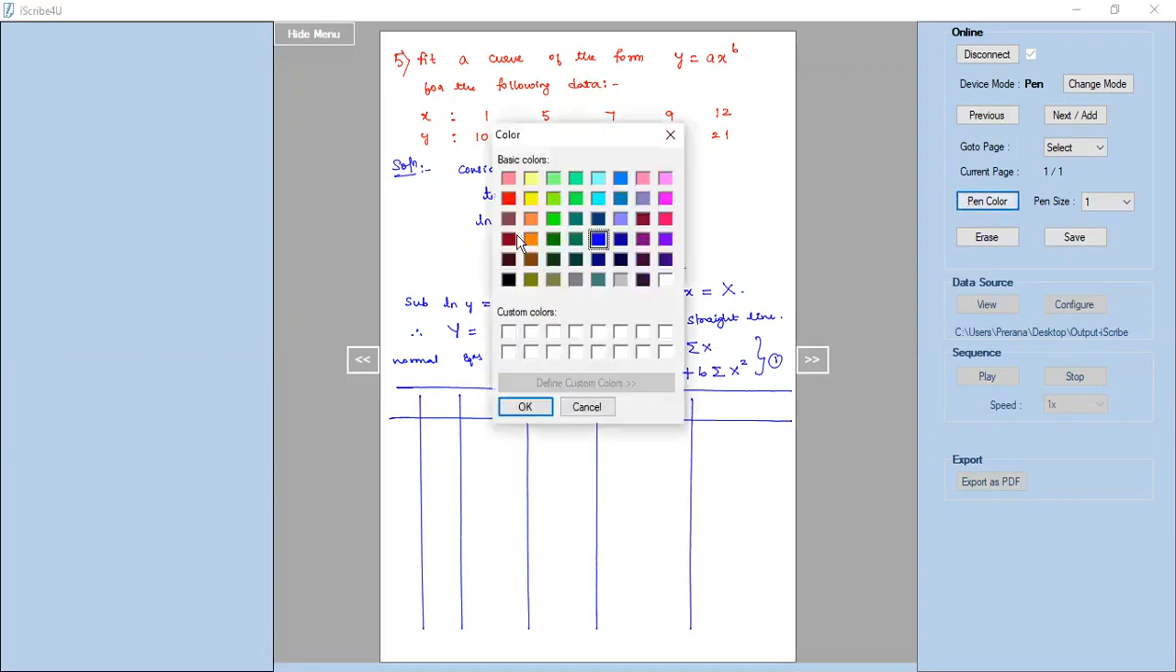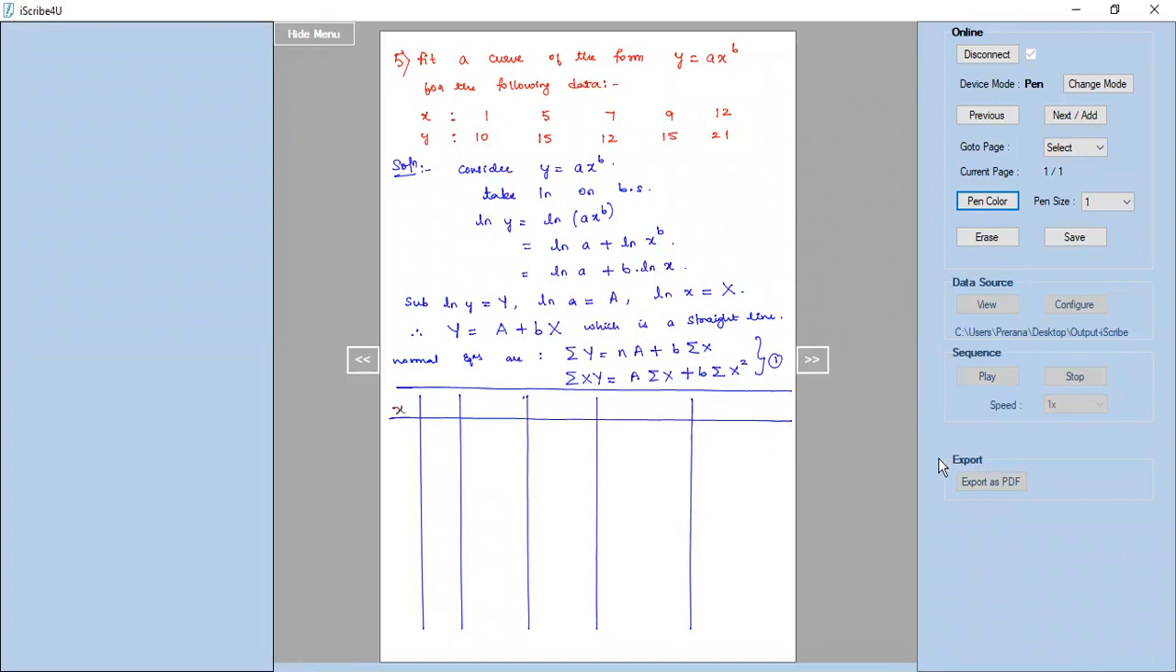So let us fill the values now. First two columns are for small x, small y. And then we have capital X is equal to log x, capital Y is equal to log y. Followed by capital X into capital Y and then capital X square.